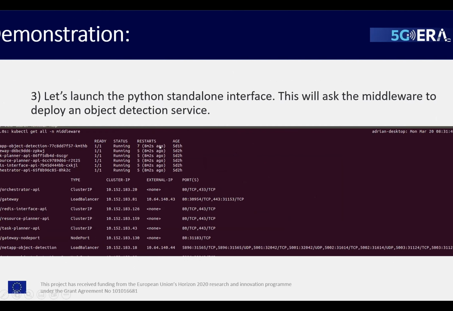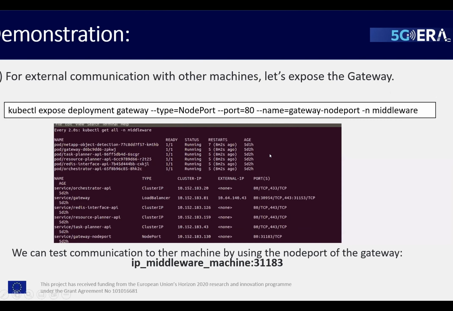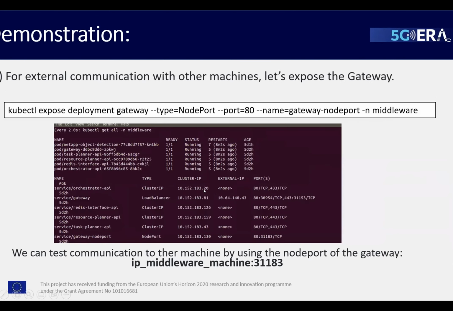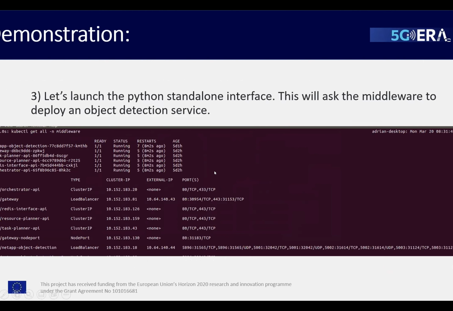So now what is going to happen is we will ask the middleware to deploy a network application for us. In this case, it's going to be object detection. We will be using the Python script, the one that is very easy to use, standalone. We will put in the ID of this task and it will deploy it.